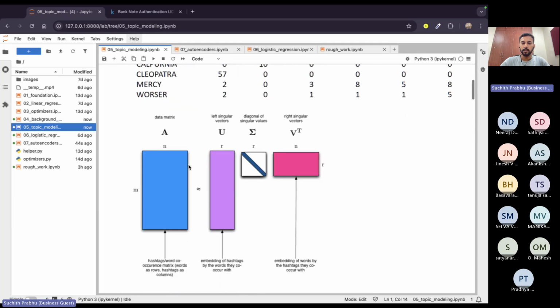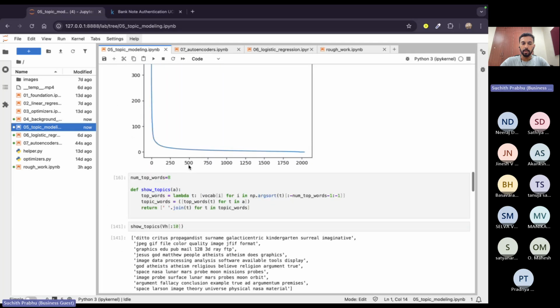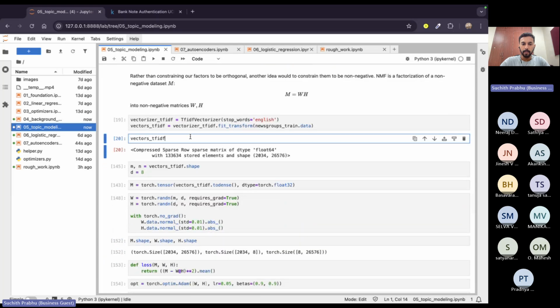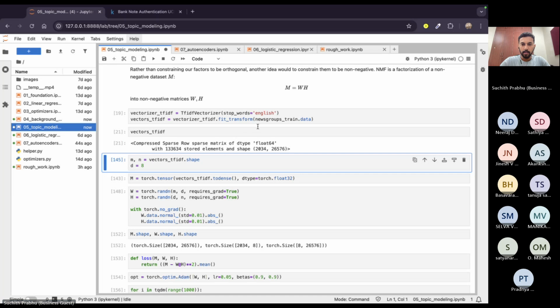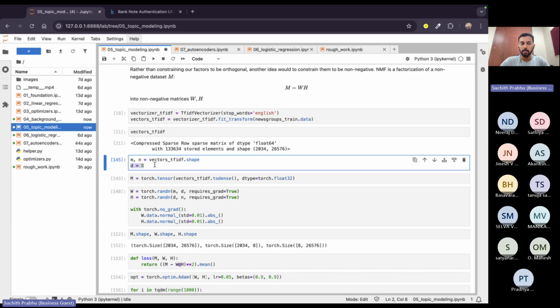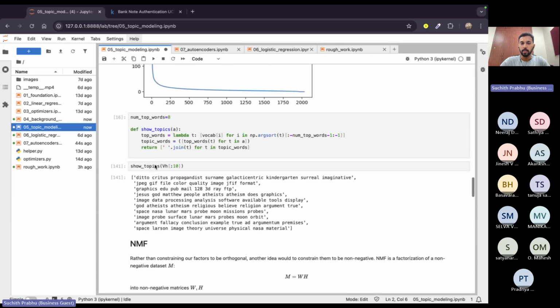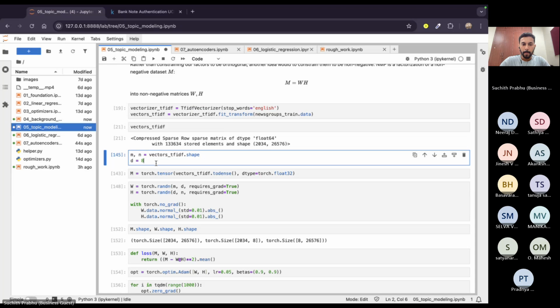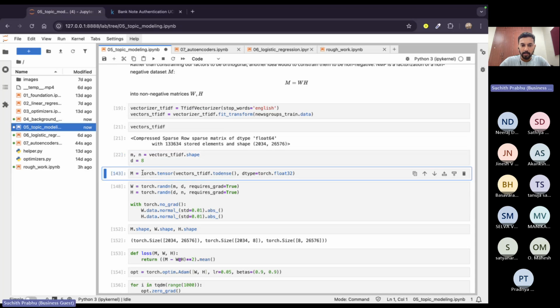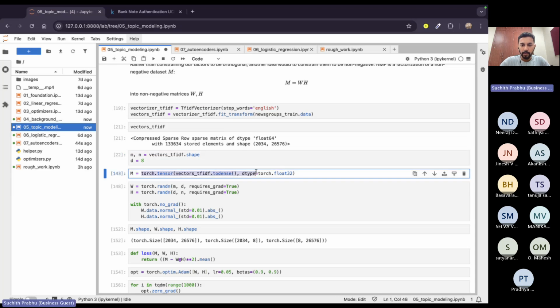So yeah, I'm computing this, and I just want the size of W to be M into D. So I just want to model 8 topics over here. So I initialize this tensor. So this is our target M.